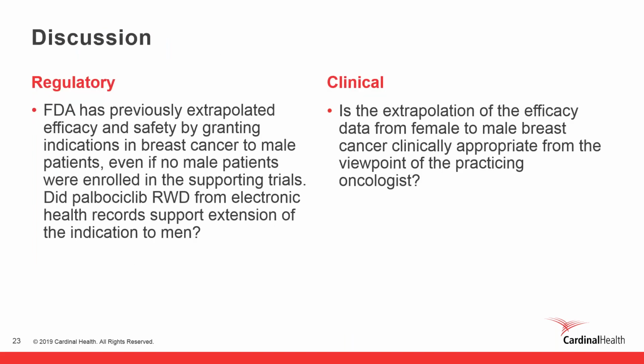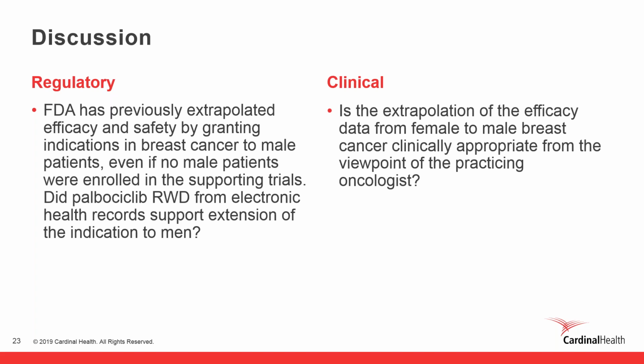So a question to Todd then. The FDA had previously extrapolated efficacy and safety data by granting indications in breast cancer to male patients, even though no male patients were enrolled. So did the Palbociclib real-world data support this extension of the indication to men, and how was the safety and efficacy data used differently if it was?